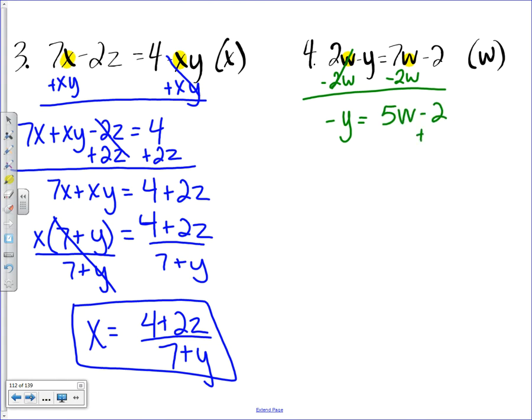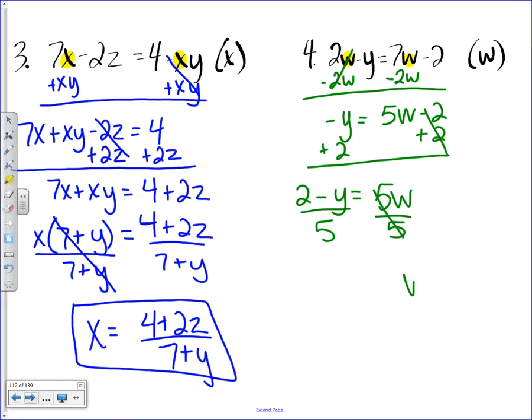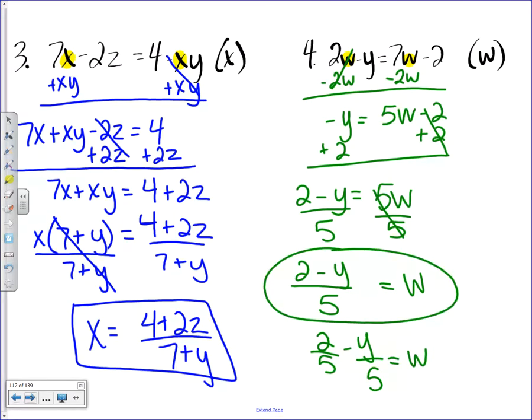Now I need to get rid of that 2, so I'm going to add it. I want you to realize here, I can make this negative y plus 2 on this side, or I can make it 2 minus y, and it means the same thing. Now to isolate that w, I'll divide by 5, and I get w equals 2 minus y all over 5, or you could split that to look like this. So either one big fraction or two little fractions.